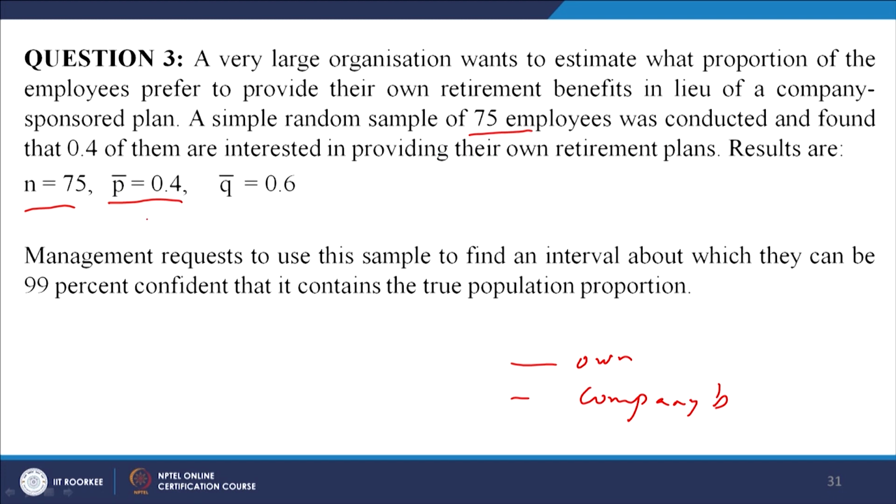So, if P is equal to 0.4, we know Q is equal to 1 minus P, so that is equal to 0.6. Okay. The management requests to use this sample to find an interval about which they can be 99% confident that it contains the true population proportion. Now, 99% is the confidence level that you need to check about, right. So, let us go to the solution.